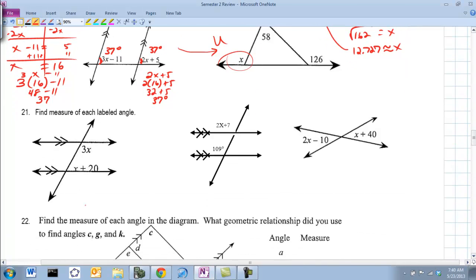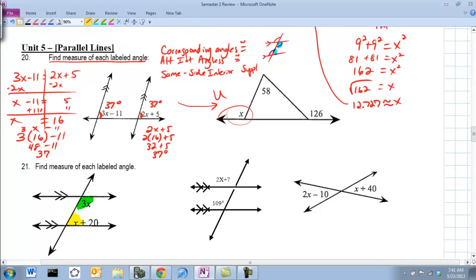Alright, so as I look at problem 21, with these three problems, I'm going to let you do those, but I want you to think about what is the relationship between angle 3x and angle x plus 20. Are they equal to each other, or are they supplementary? So I'd remind you to look back at the video part where we talked about that. Then for the second one, look at angle 2x plus 7, which is this obtuse looking angle here, and angle 109. Are they congruent or supplementary?